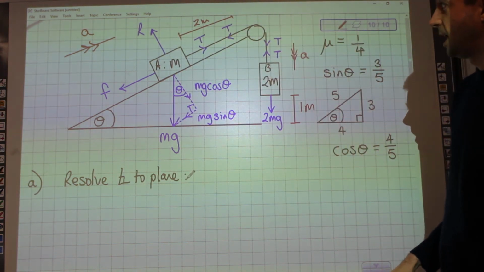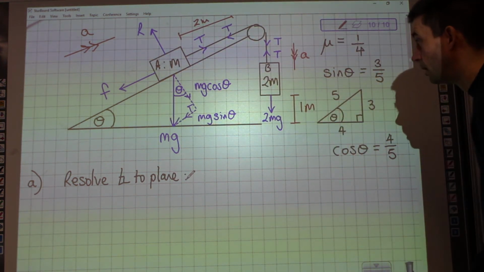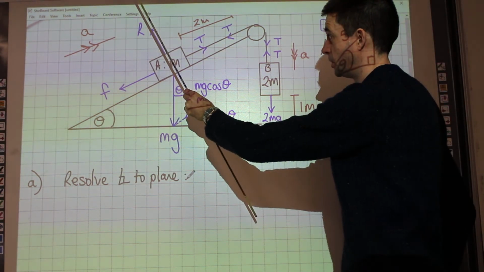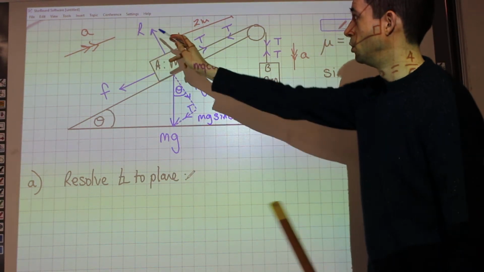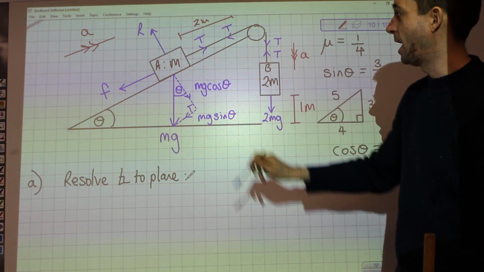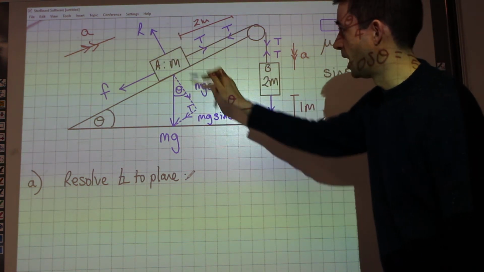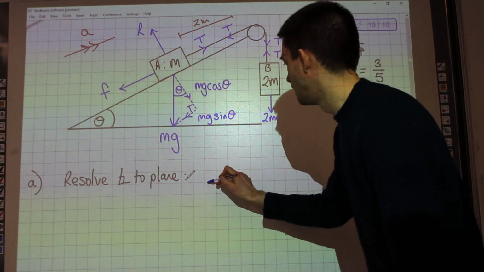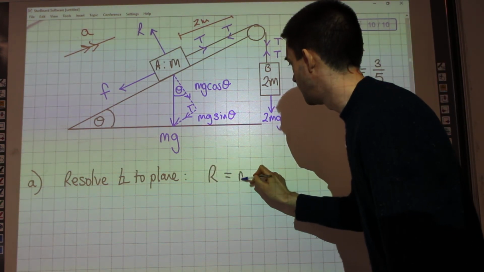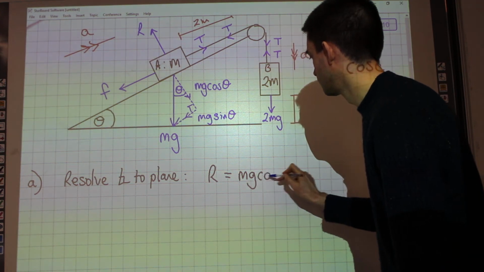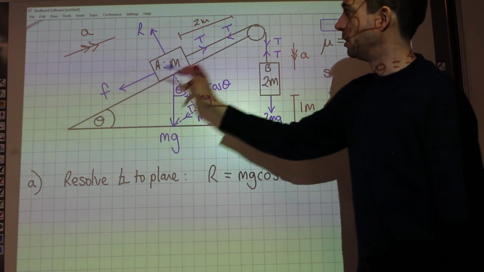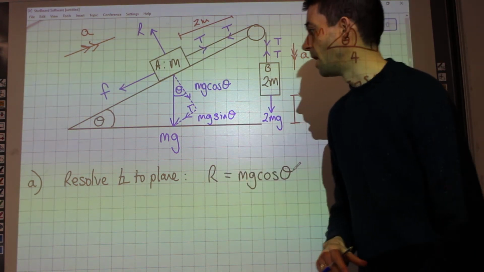And what I have going on here, again, I'll get my ruler like I did before, anything acting perpendicular to the plane. And I've got those two forces there. I've got normal reaction force, and I've got mg cos theta, which is the perpendicular component of the weight of A. And I know that those two things must be equal, because A is sliding along the plane, it's not moving up or down.